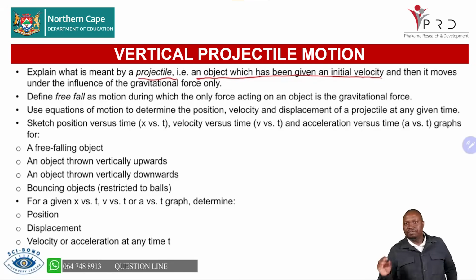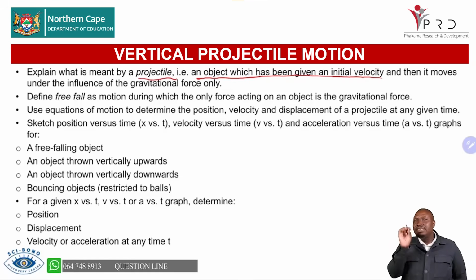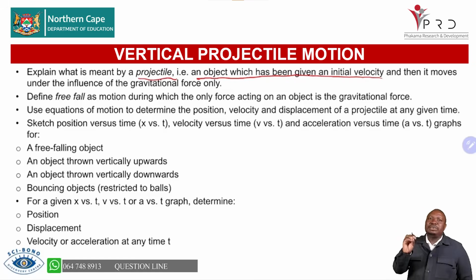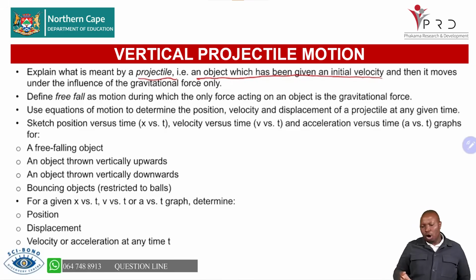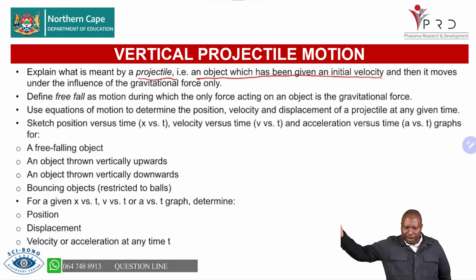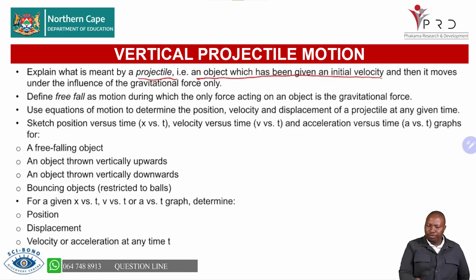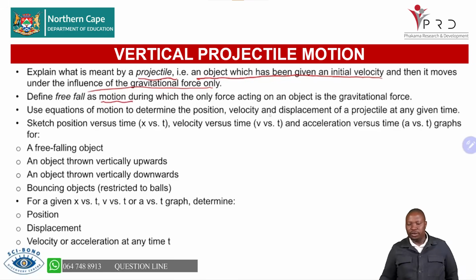So you are able to see that these definitions are almost the same, but the difference is that for a projectile, it must first be given an initial velocity. So a projectile is an object which has been given an initial velocity, and then it moves under the influence of gravitational force only. Now, what is free fall? It is a motion during which the only force acting on an object is the gravitational force. So you can see that this last part of projectile is what we say when it comes to free fall. So please, these are the two most important definitions for this section. Know them and be able to collect your marks.